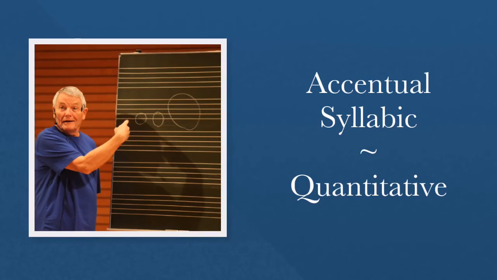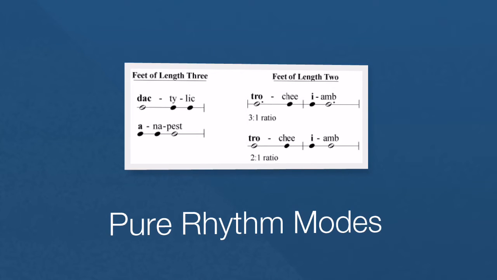That approach is much better when reciting the poem, and it is known as accentual syllabic, while the approach to the classical literature is known as quantitative. There are 4 pure rhythm modes that lie at the root of our musical language in the quantitative system. There are 2 modes with 3 sounds known as feet of length 3, and 2 modes with 2 sounds known as feet of length 2.